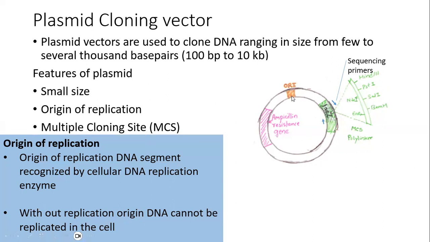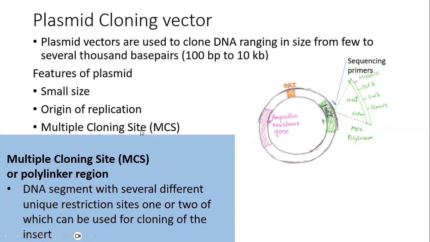So origin of replication, or ORI, is the sequence which is recognized and bound by the cellular DNA replication machinery. And without the origin of replication, DNA cannot be replicated in the cell. Secondly, we have the multiple cloning site, also known as the polylinker region. And this region basically contains a collection of unique restriction enzyme target sites. And out of these unique restriction enzyme target sites, we can choose one or two depending on the suitability and use it for cloning purposes.